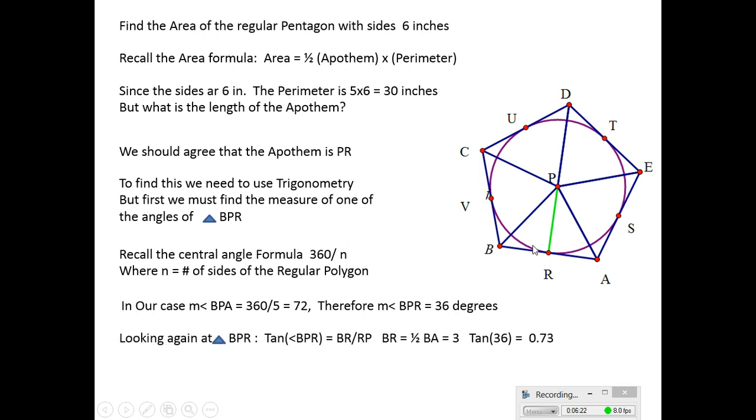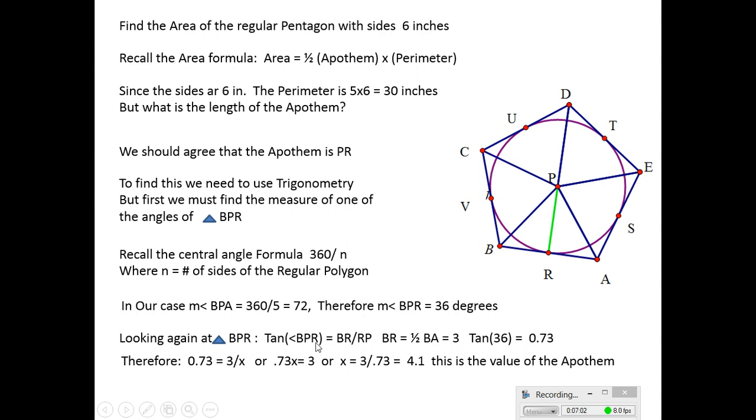So we're going to use trigonometry, the tangent ratio. The tangent of angle BPR is the segment length BR over RP. RP is the apothem. So here we go, we're putting those values in. We know that BR is half of the total side, so its length is 3. We said that the angle is 36. So we get a decimal value: the tangent of 36 is 0.73.